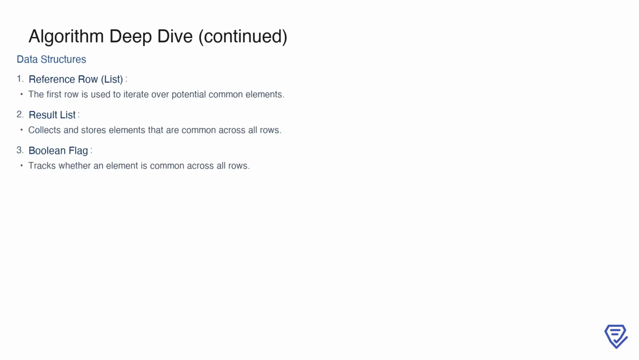To implement this approach, we rely on simple and efficient data structures. The first row is treated as the reference list, which we use to iterate over potential common elements. We then maintain a result list to collect the elements that are verified as common across all rows. Additionally, a Boolean flag, is_common, helps us track whether a candidate element from the first row is found in every other row. These data structures are lightweight and straightforward, ensuring that the algorithm remains easy to understand and implement.